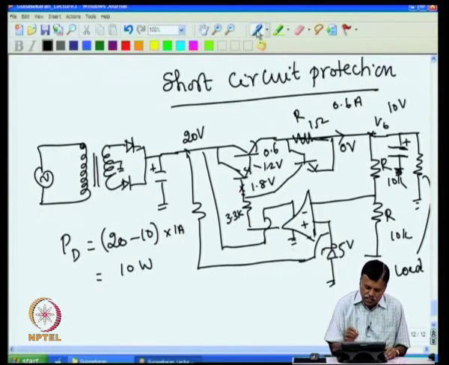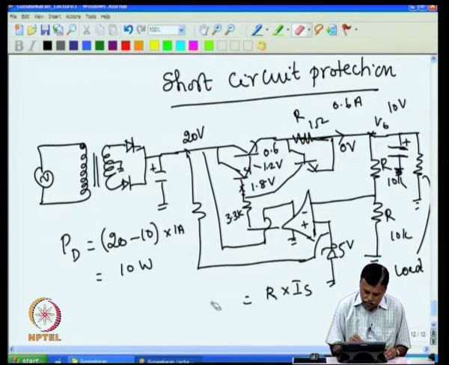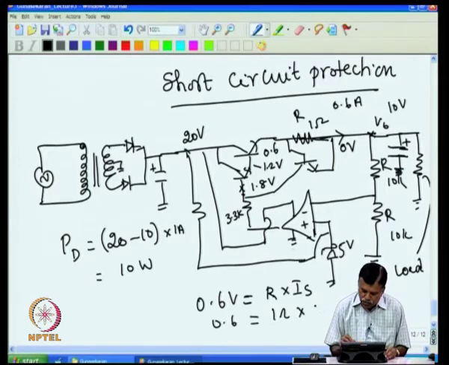So eventually what it really means is the short circuit current I_S is given by R into I_S, which equals 0.6, because 0.6 is what can come, and that should be equal to R into I_S. So if I put R as 1 ohm, then for 0.6 volt to come, I_S has to be 0.6 amps.